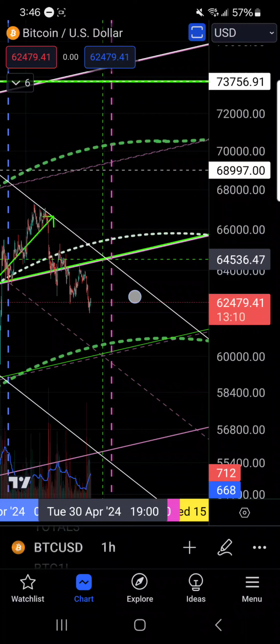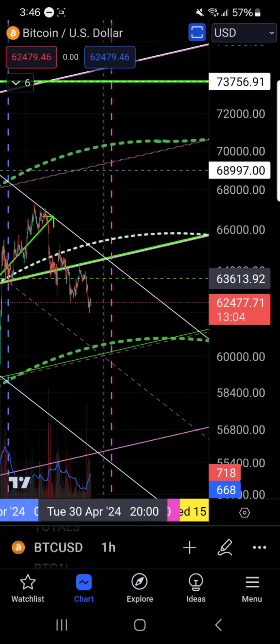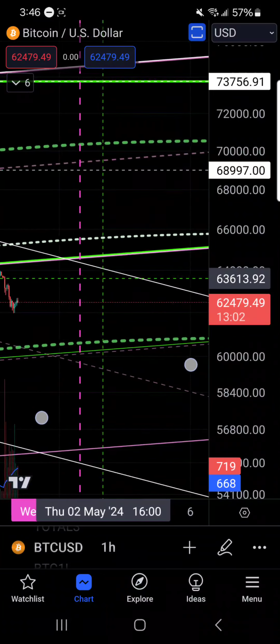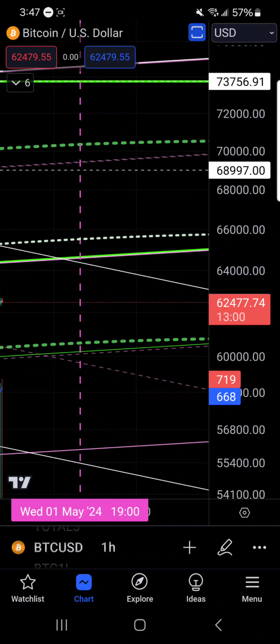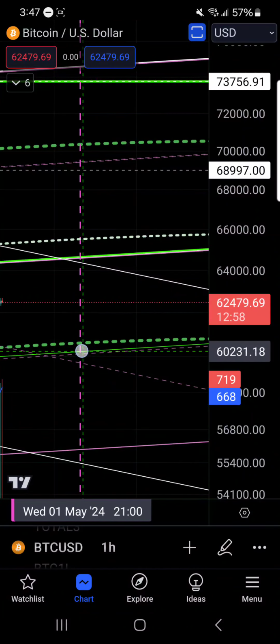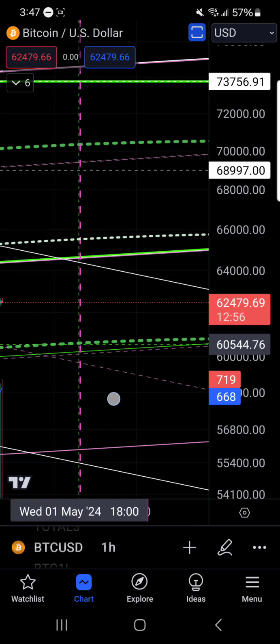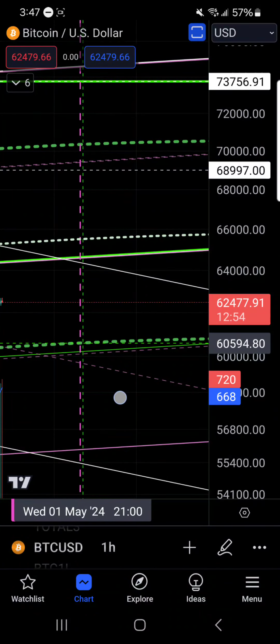Of course, Bitcoin doesn't close. I mean, the day closes. And then I do think that heading into this vertical pink line, the FOMC meeting, we will end up down here towards the bottom of the daily Gaussian channel.